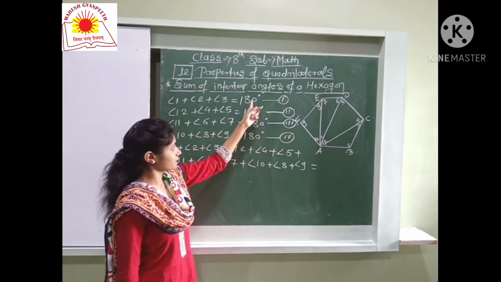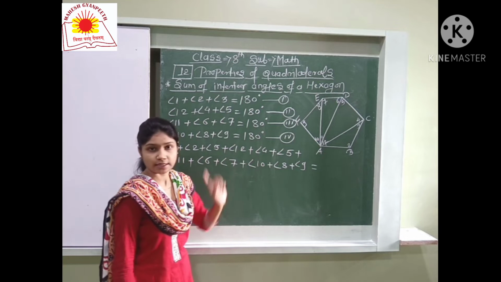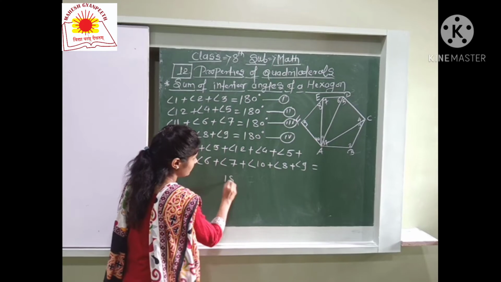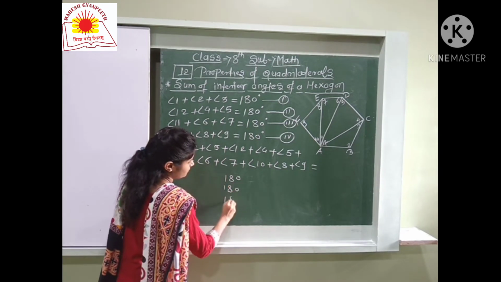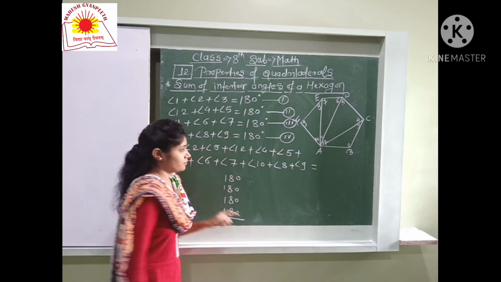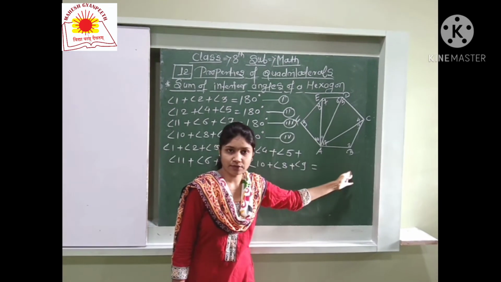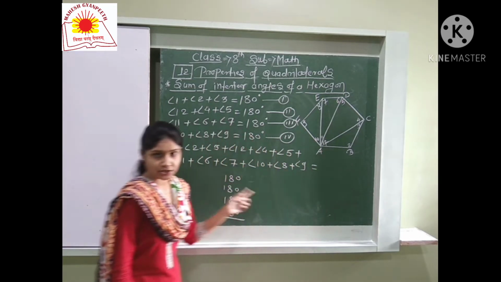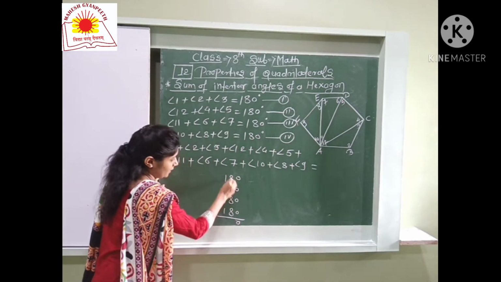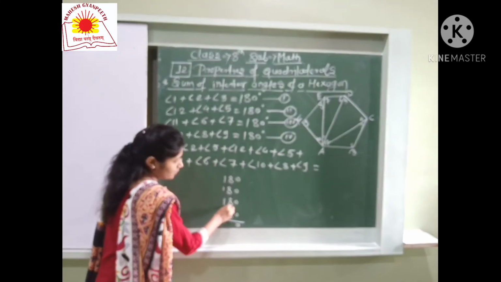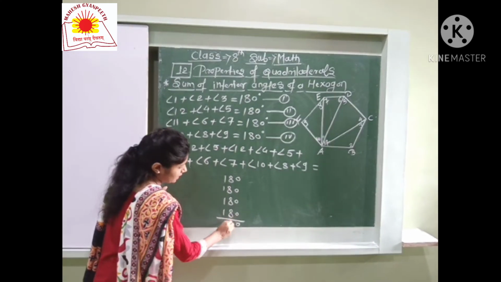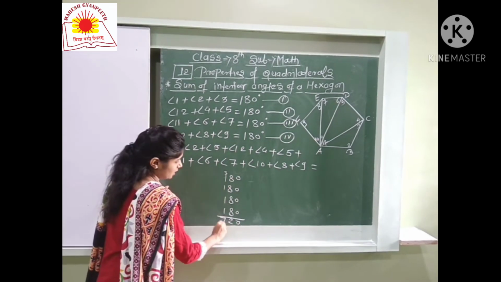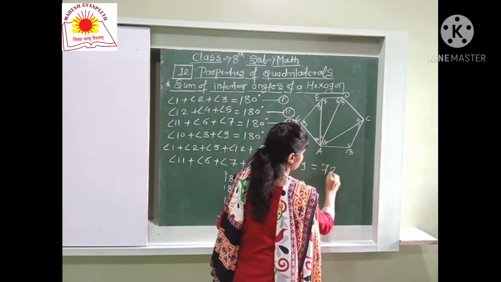What about the RHS side? 180 plus 180 plus 180 plus 180. Add all the 180s. You can also write 180 degrees plus 180 degrees plus 180 degrees plus 180 degrees, or directly write down their addition. 0, 8 plus 8 is 16, 16 plus 8 is 24, plus 8 is 32. Carry 3. Then 1, 2, 3, 4, 5, 6, 7. It is 720 degrees.